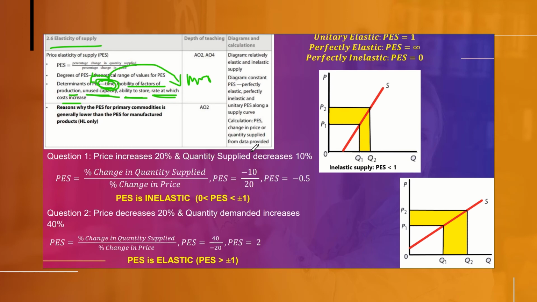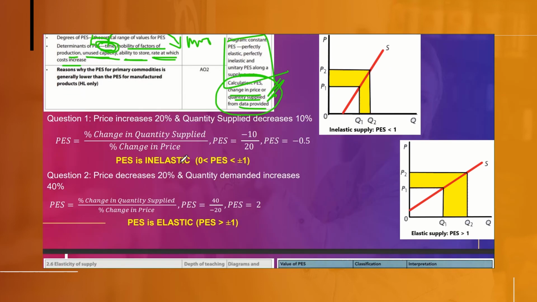And if the cost of production is increasing rapidly, the rate at which cost increases, if it is higher, then it is inelastic. If it is lower, then it is elastic. So this is the thing. And here the constant, perfectly elastic, perfectly inelastic diagram we need to draw. And PES is the change in quantity supplied over the change in price, from the data provided, so they will ask us to calculate the PES value.